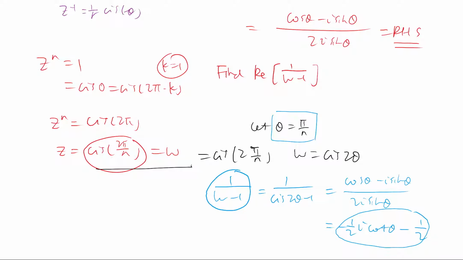So the red part is the imaginary part, and the black part is your real part, right? Therefore, the real part of 1 over w minus 1 equals minus a half.